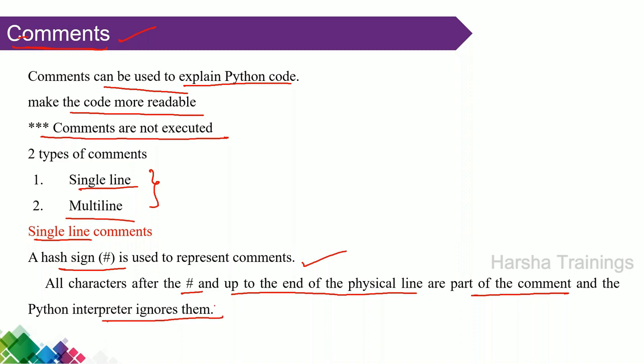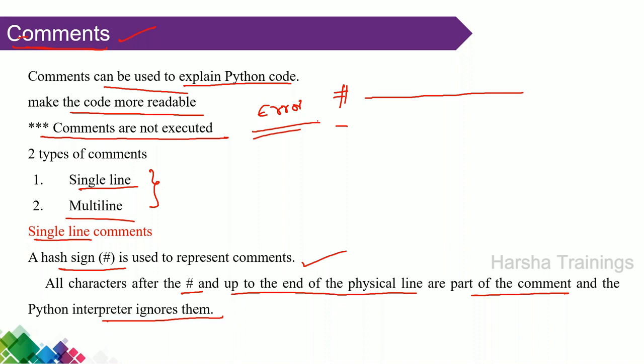Single line comments mean a hash followed by some statement, some concept, but it is only in a single line. For example, if you move to the second line, automatically it gives an error.